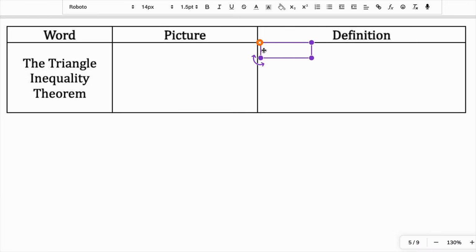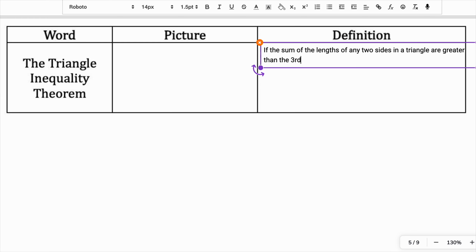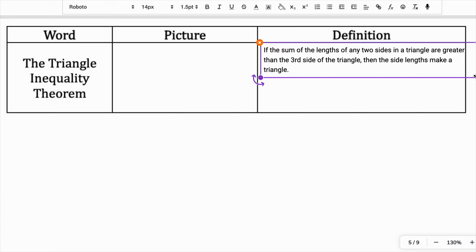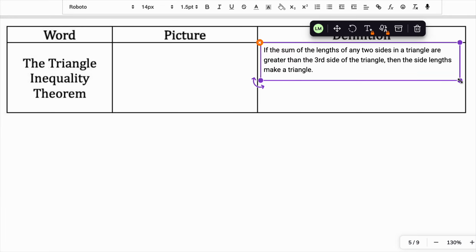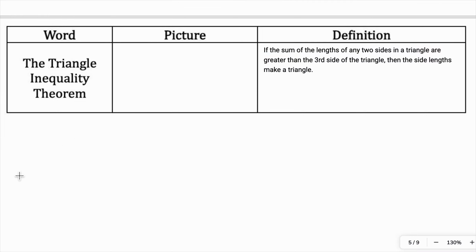So the definition of the triangle inequality theorem states: if the sum of the lengths of any two sides in a triangle is greater than the third side of the triangle, then the side lengths make a triangle. Again, that's a whole bunch of words. We're going to put together a little example here with some examples drawn.